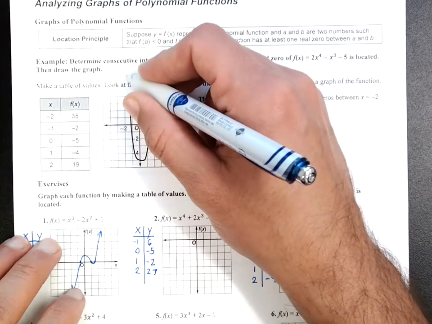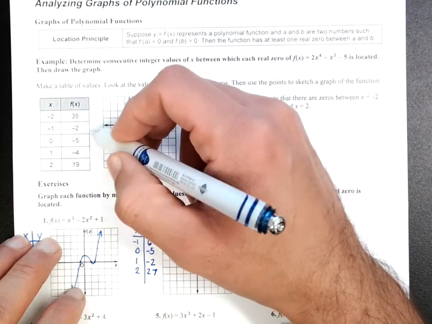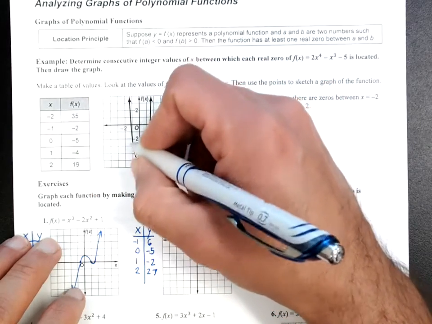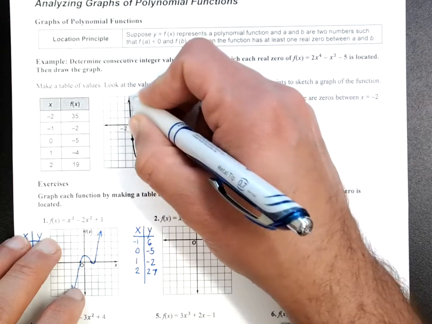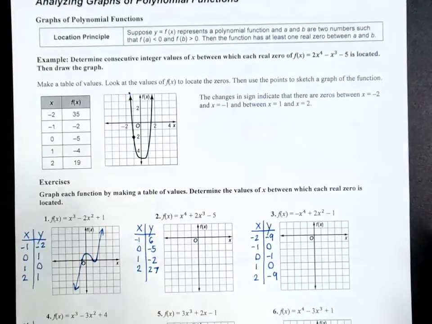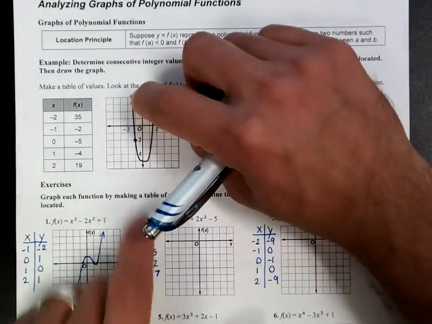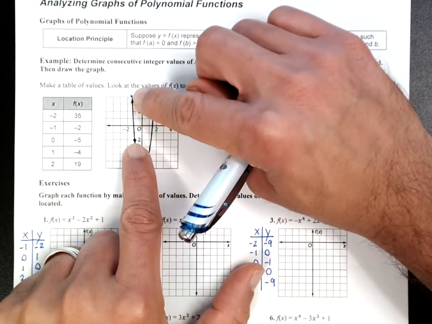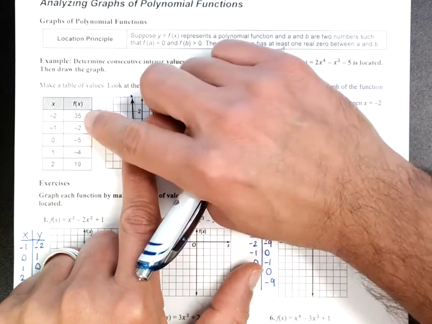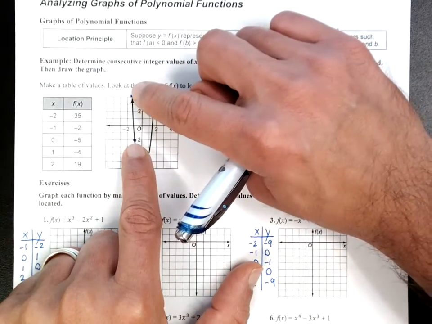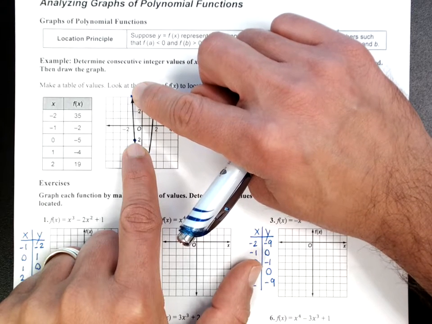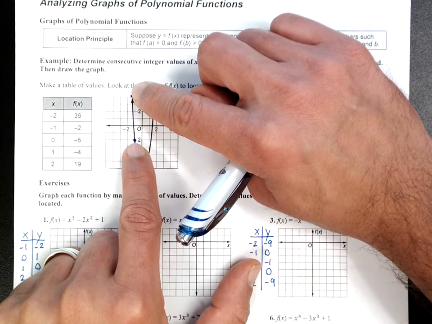So what we're saying is, if you have a coordinate that is -2, 35, which would be way, way, way up here, and you have another coordinate that's -1, -2, which is right here, then the location principle says, if you have a point here and a point here, one above and one below the x-axis, above the x-axis, below the x-axis, then that must mean that there's at least one root between those 2 points.